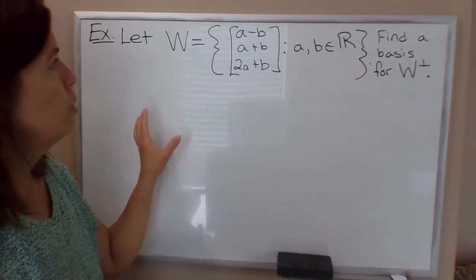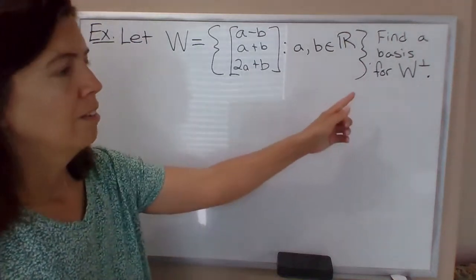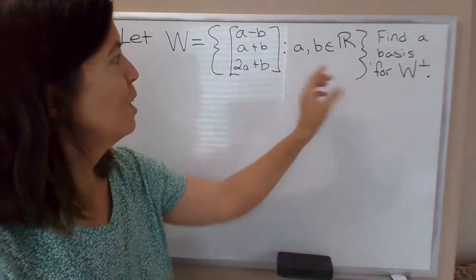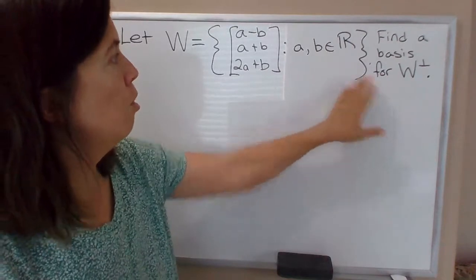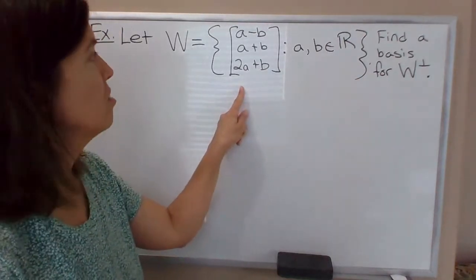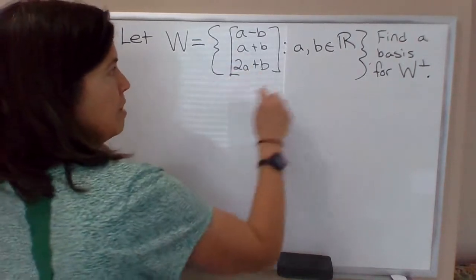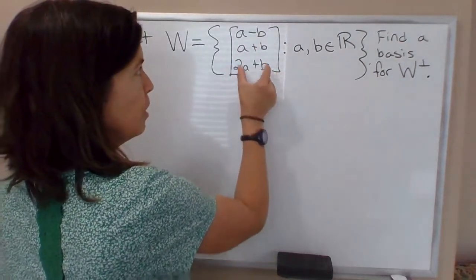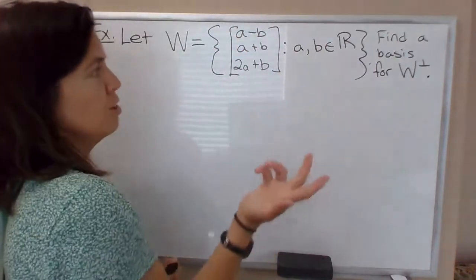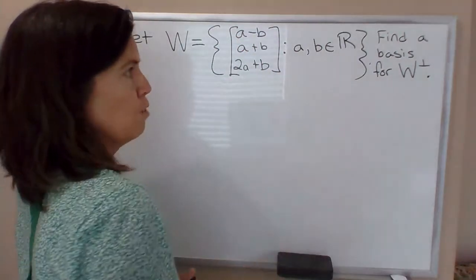Here's an example where we're asked to find a basis for a subspace of R3, in this case, where every element of the subspace has to have this form. First entry is A minus B, second entry is A plus B, third entry is 2A plus B, where A and B are some real numbers.